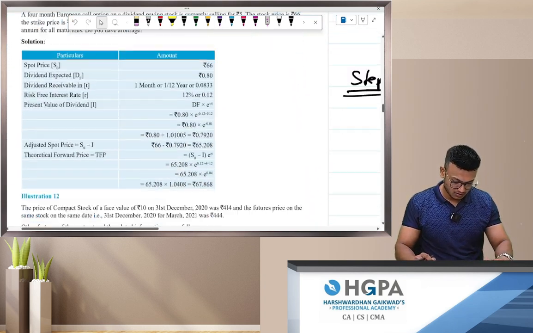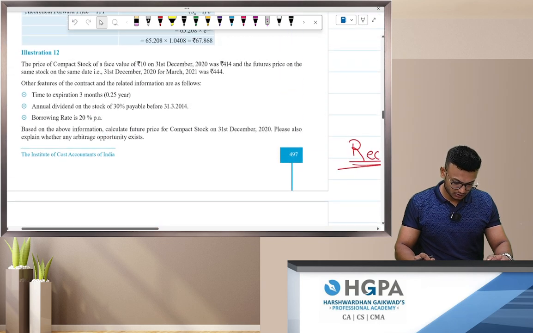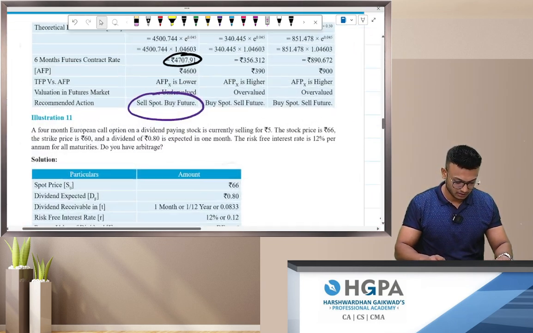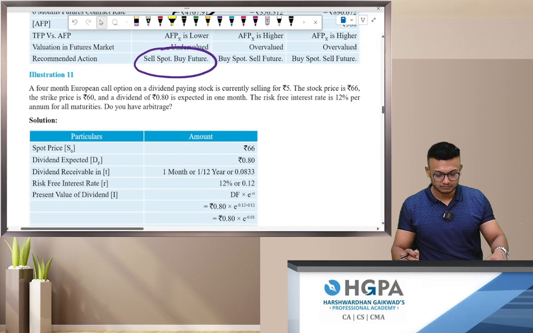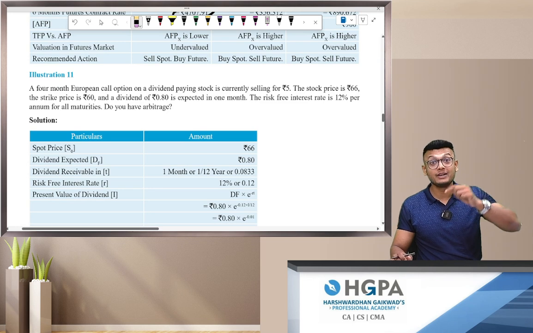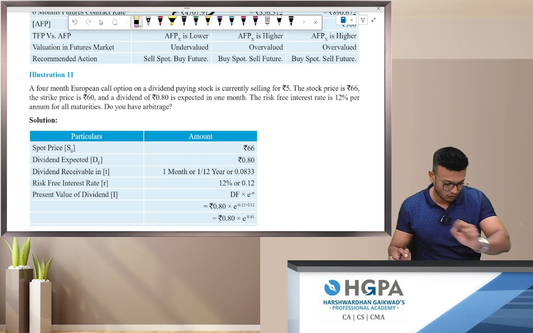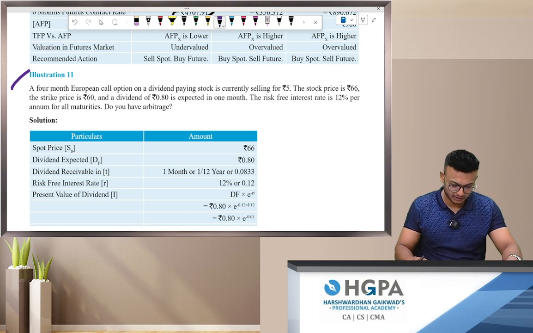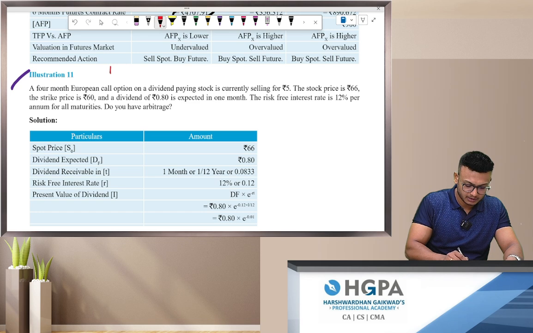Now, can we do a great question? Two questions are there, one homework, one we will do. The last concept is where you need to write the flow. I'll do it very properly, slowly. This is an important question. Pay attention.